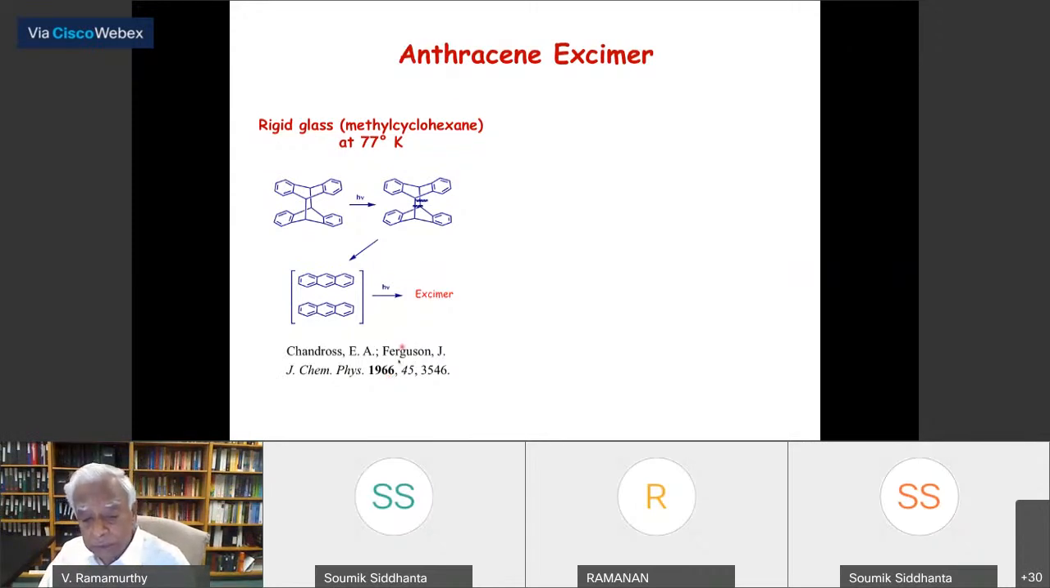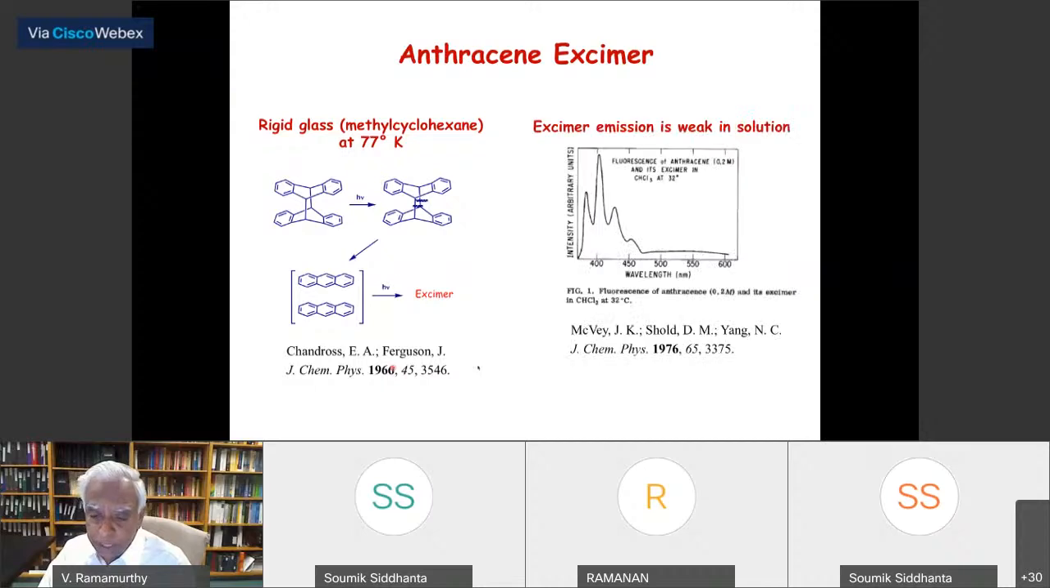Okay, so now, after about 10 years, again, Yan-Hsi Yang, a very famous photochemist who was at the University of Chicago, showed, okay, I can take anthracene and dissolve it in chloroform, and then I can record the excimer emission. He said, oh, look at here. This is the excimer emission. Okay, this is a very small emission, and the concentration is 0.2 molar. At that concentration, who knows how much impurity is there.